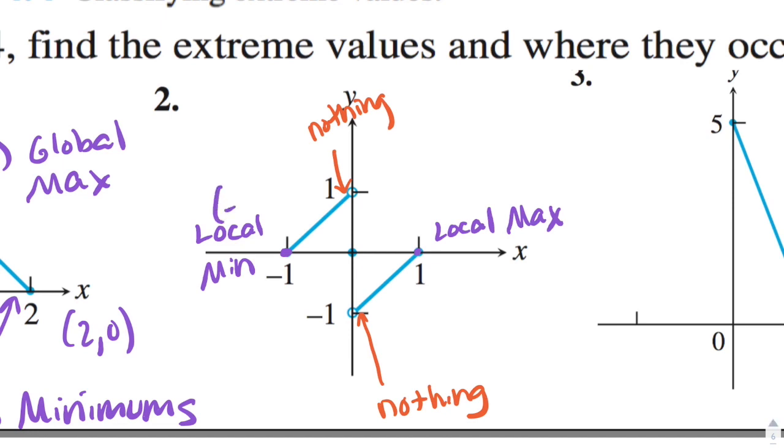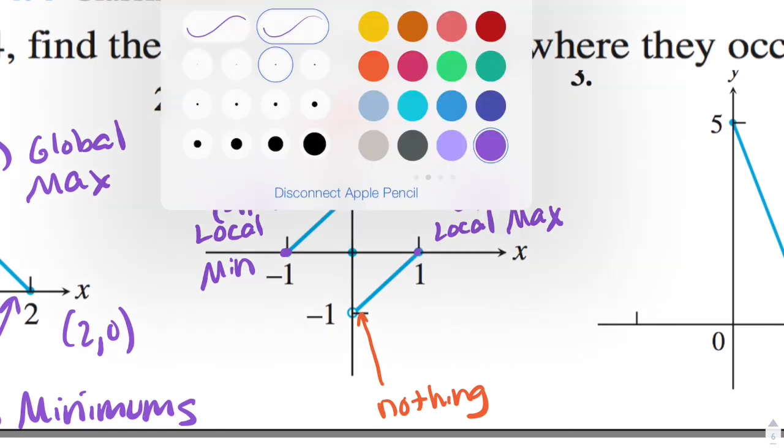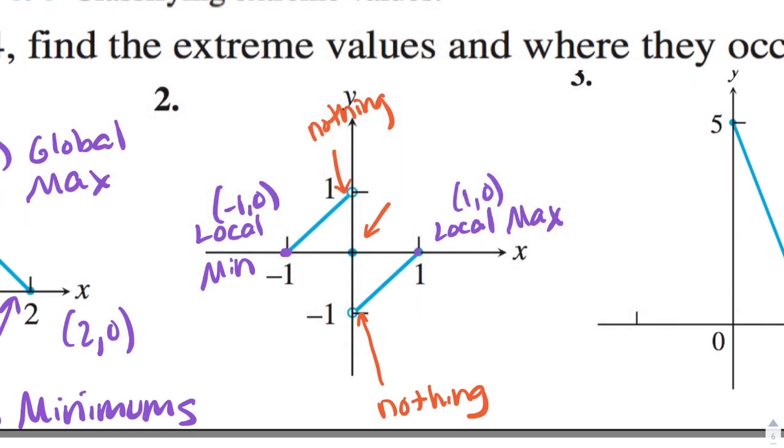We'll say this happens at -1, 0, and at 1, 0. This location here is not a max or a min. There's also nothing happening here. Be careful. If there's no behavior left or right, there's nothing to talk about. So it's not a max nor a min.